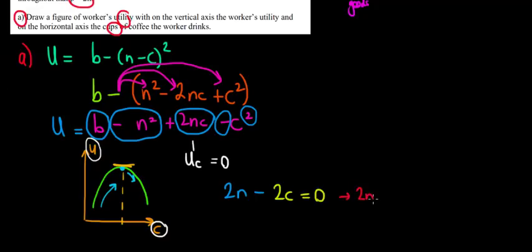Meaning that 2n equals 2c. So we would have that 2n equals 2c. 2 and 2 cancel out, which gives us that n would be equal to c. So the optimal amount of coffee is equal to n. This corresponds to n. Hope this makes sense. Next video we go to part B.